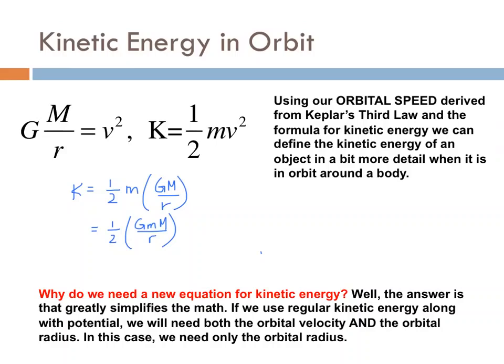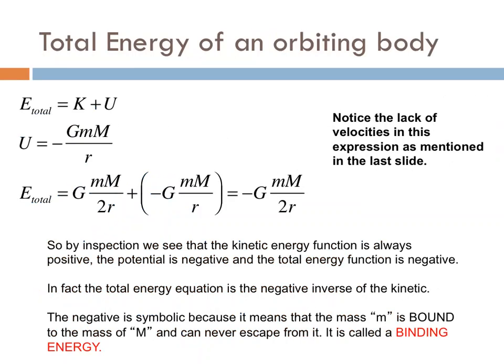Now, the reason that this equation is so important is because this greatly simplifies the math. If we use regular kinetic energy along with potential, we will need both the orbital velocity and the orbital radius. In this case, we only need the orbital radius. So if we want to solve for the total energy, we wouldn't even have to use velocities. We can just use the equation that we just derived, which is this portion right here, plus our potential energy equation, which would give us negative G times m times capital M over 2r.